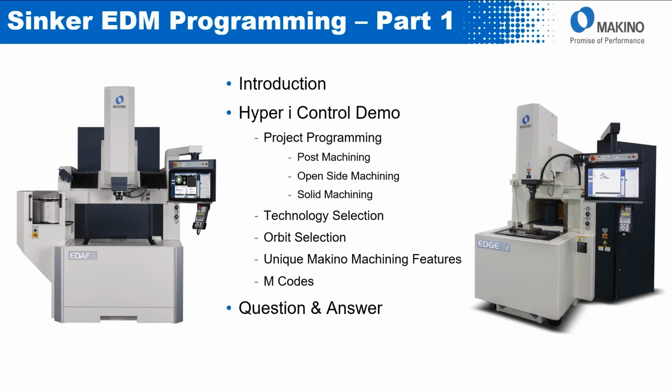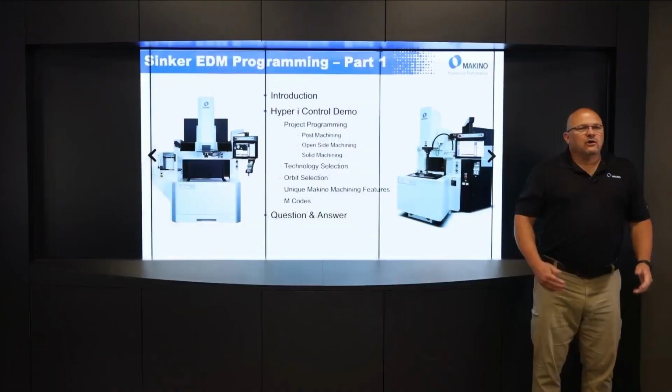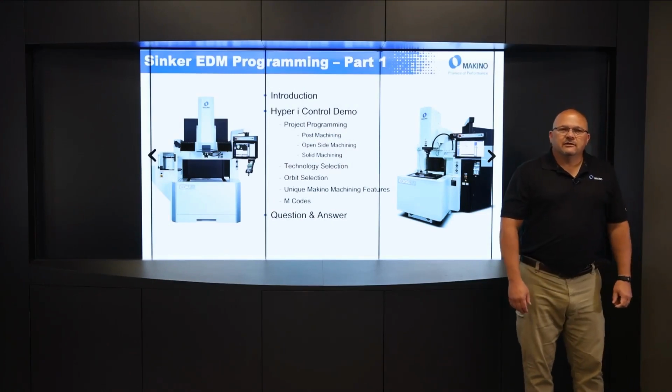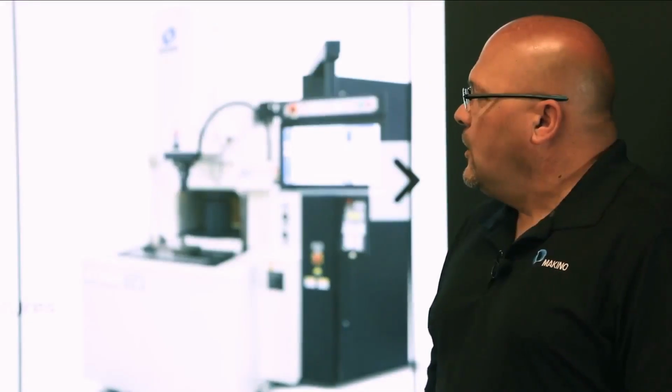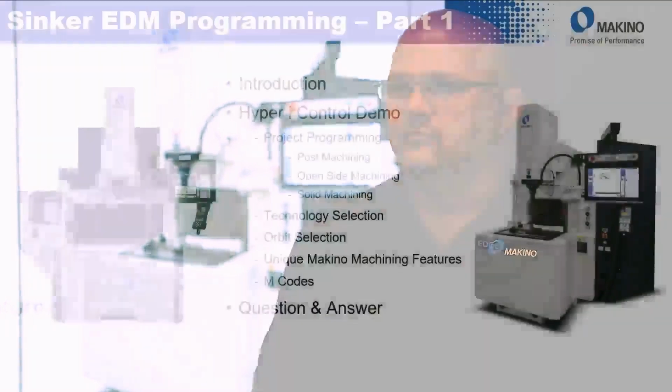We'll also go over technology selection, how you select your technology in project, why you select certain technologies based on certain applications that you're going to be using, and orbit selection as well. There's several different orbit patterns that we can select inside of project. Dave's going to go over those different patterns, why we use them, when we use them, what the benefits are of different types of orbit patterns.